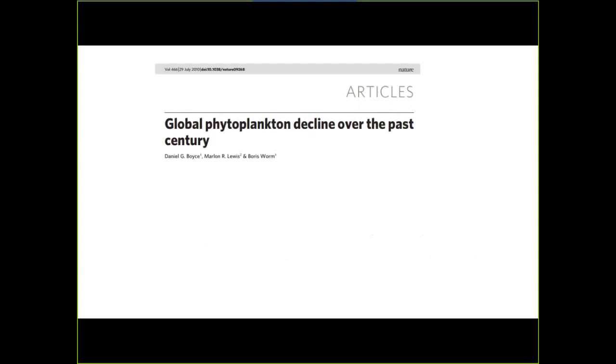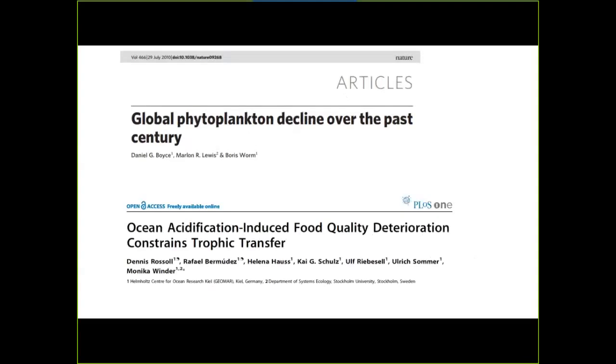And here's another study that came out recently, ocean acidification-induced food quality deterioration. So it turns out that under increased acidity, the nutritional composition of the phytoplankton is altered, and the food value to the animals that eat them is compromised. That's interesting.